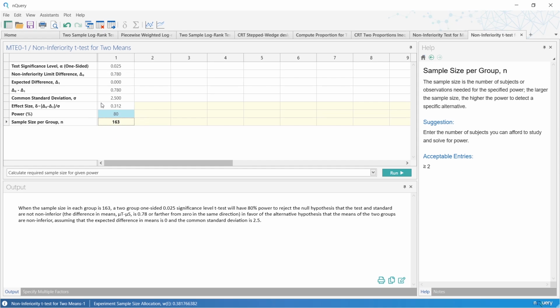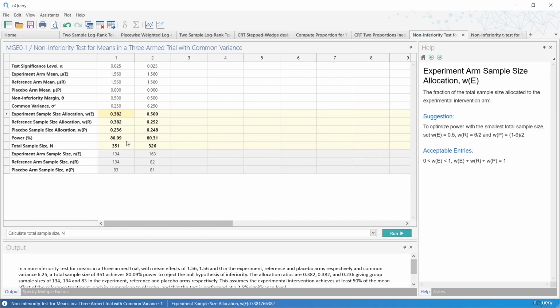And so you can see here 163 per group versus 134 per group. So even though in total, this is obviously adding the placebo group means that you're looking at more people in total, you need less in your experimental groups. The placebo group maybe in certain cases could be seen as being less difficult to deal with.